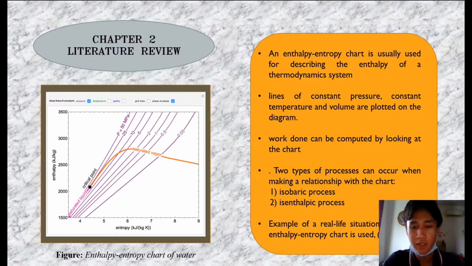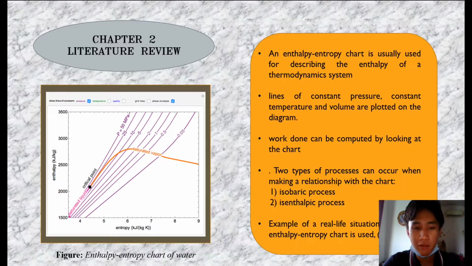When we look at the chart, we can notice many lines and it may look confusing. So what do these lines represent? These lines represent lines of constant pressure, constant temperature and volume, all plotted on the chart, and they will coincide with one another. When these lines coincide, they form coordinates. The coordinates that we get, we plot on the graph, and these coordinates then represent the entropy and heat of a system.